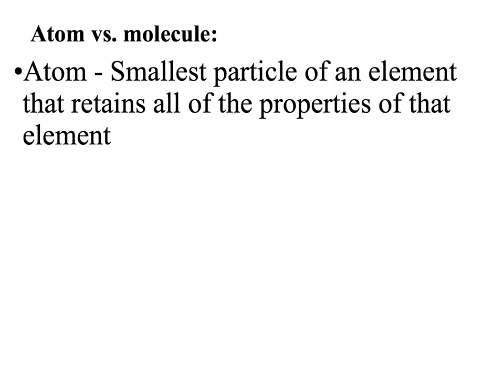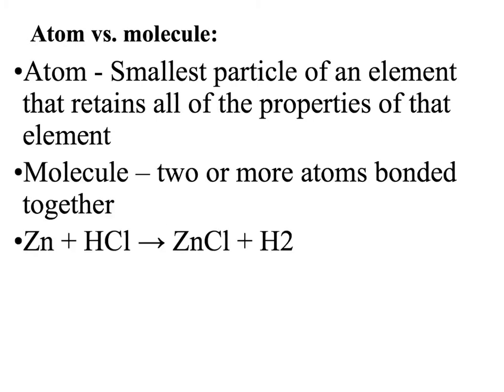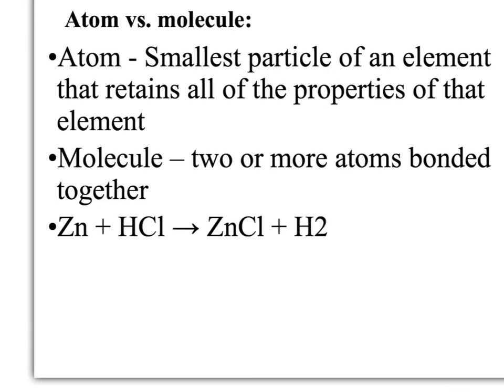So first, an atom versus a molecule. An atom is the smallest particle of an element that retains all the properties of that element. An example would be if we have a helium atom. Okay, it's just one particle. Or a molecule is two or more atoms bonded together. So an example of a molecule would be O2. It's two or more bonded together.